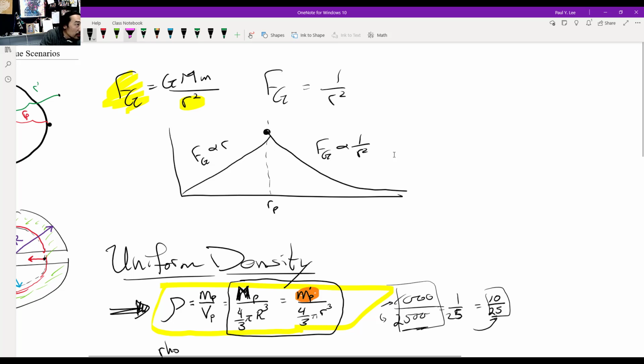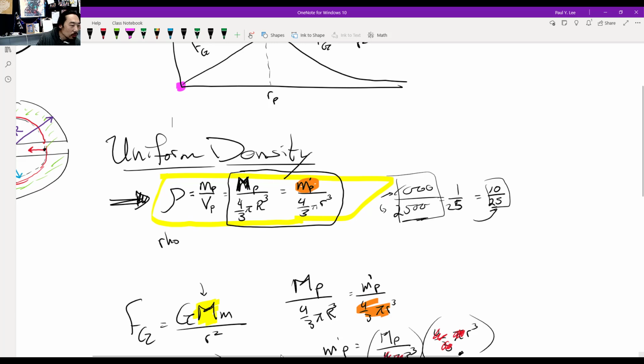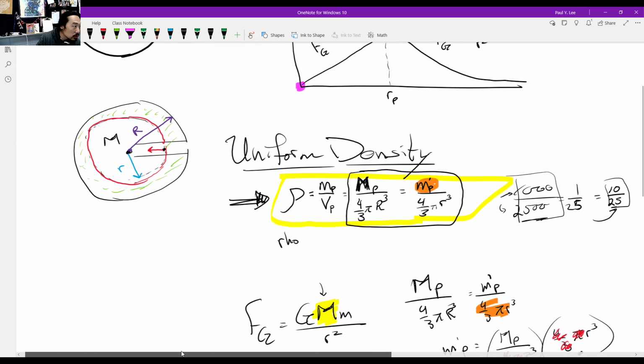So let's just talk briefly about this point right here. The question is, if you were to go to the very center of the planet, how heavy would you feel? And the answer is, you would feel weightless. Isn't that cool? Let's go over to my sketches to explain why.